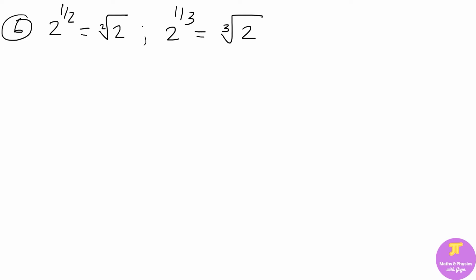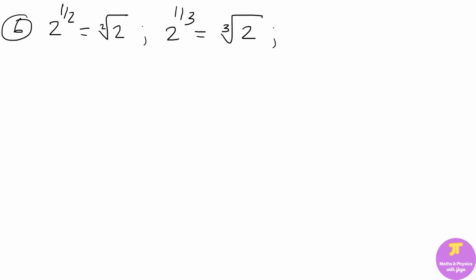So what is the sixth law? The sixth law is something simple, you have already seen it. For example, 2 to the power half is nothing but the square root of 2, right? For a square root we normally don't put a 2 on the root sign. But for example, 2 to the power 1/3 can be converted into a root of 2, but here we will put 3. This is the cube root of 2.